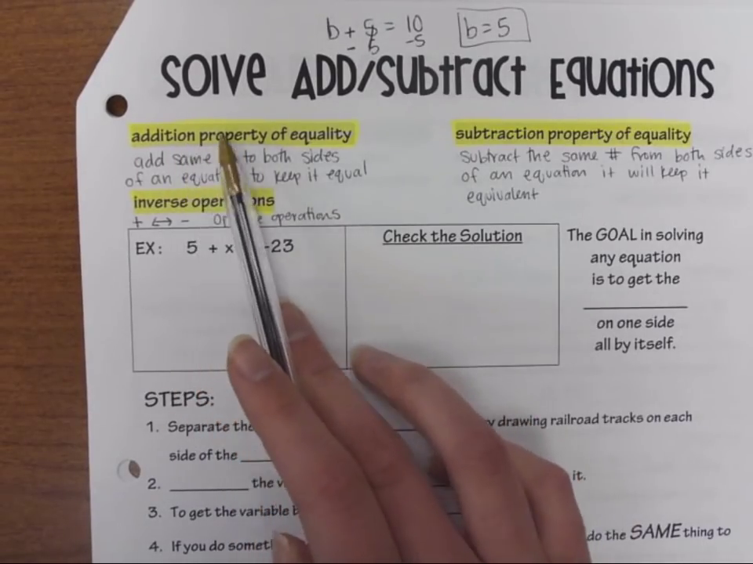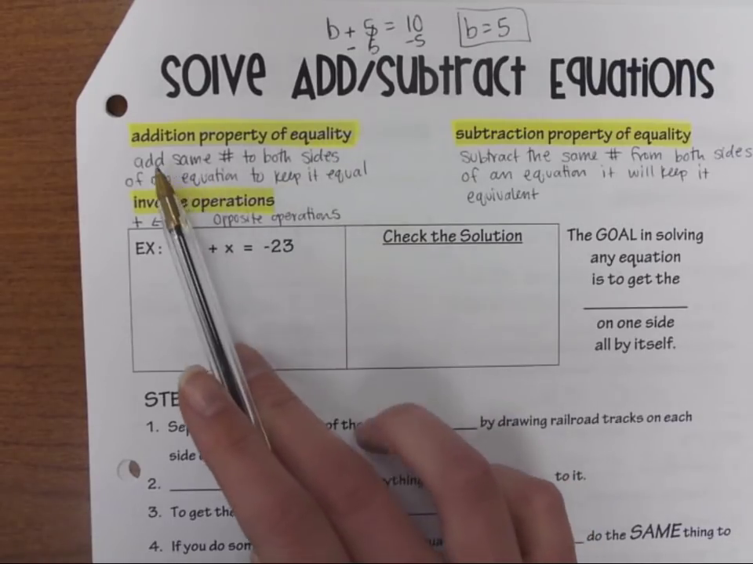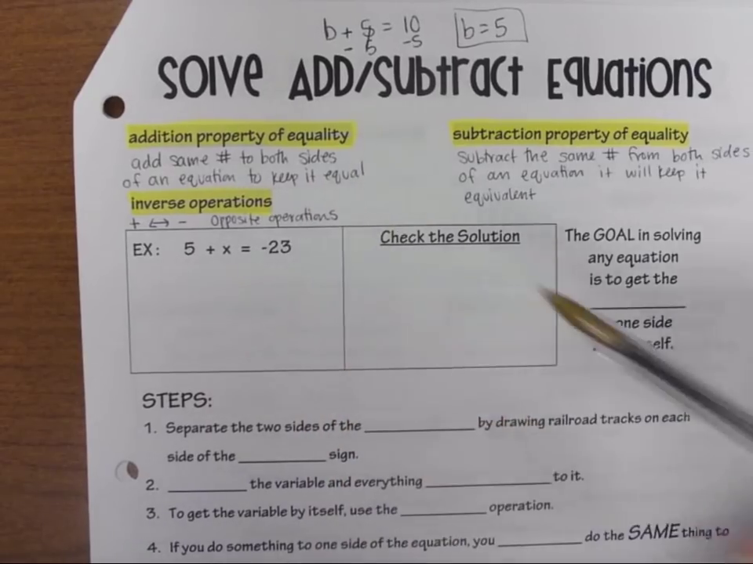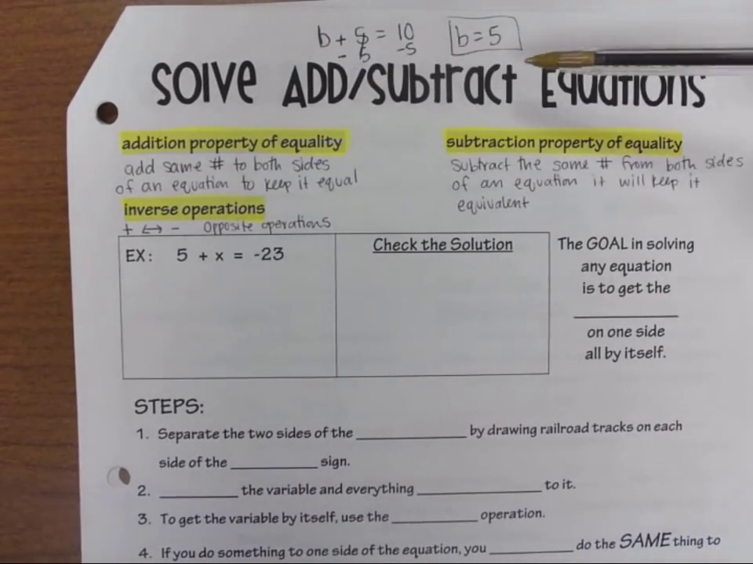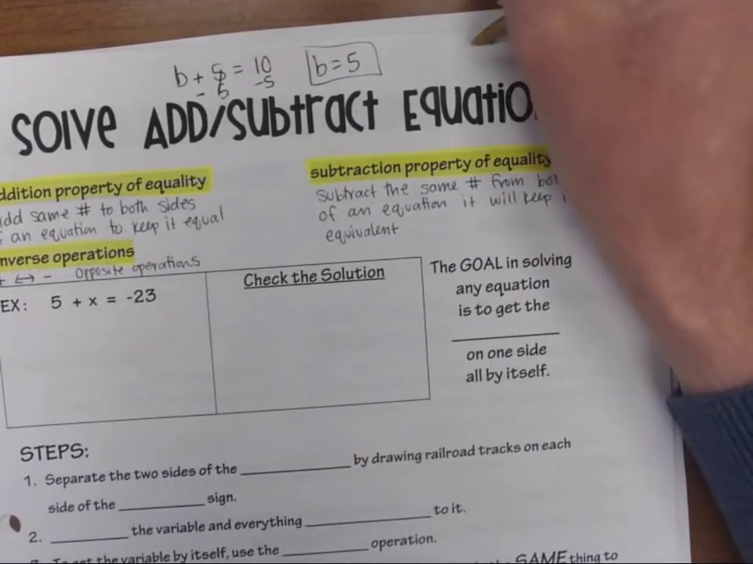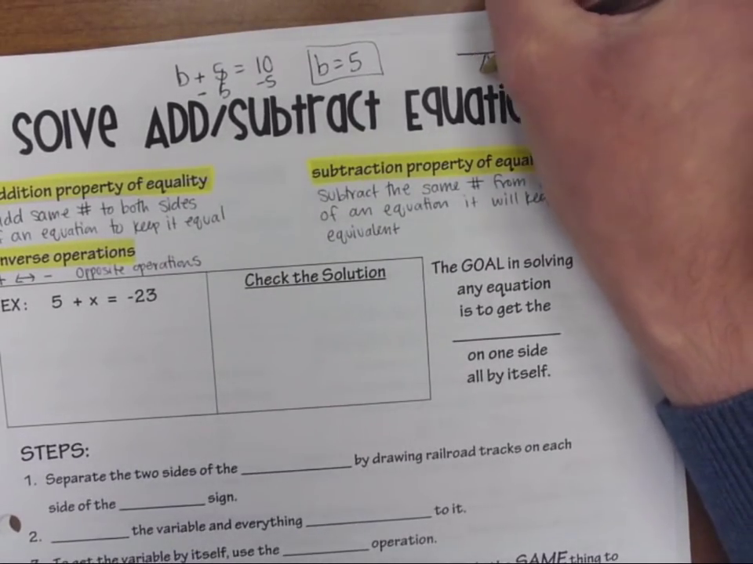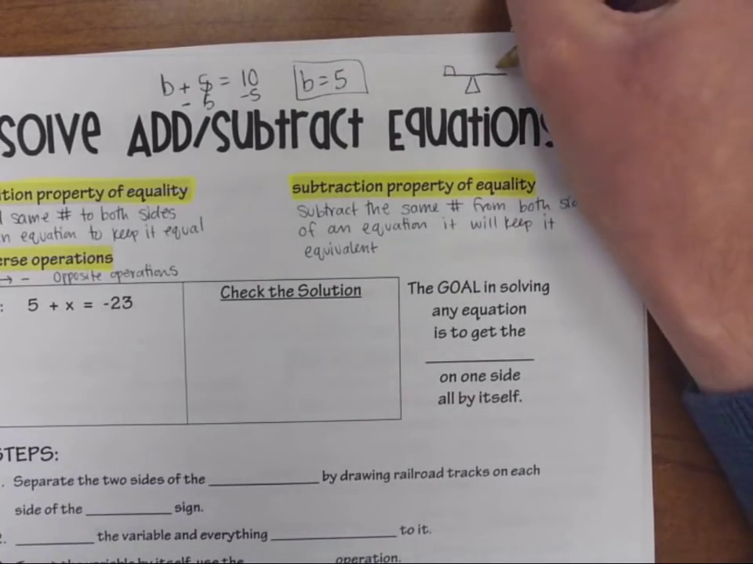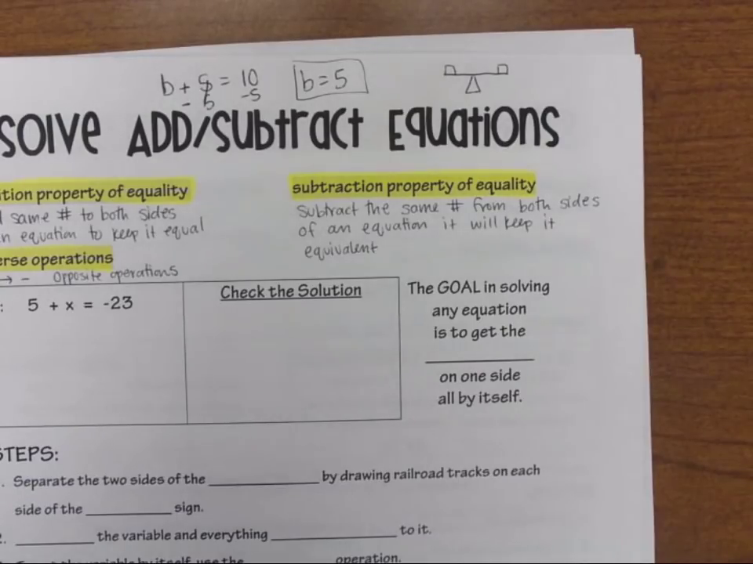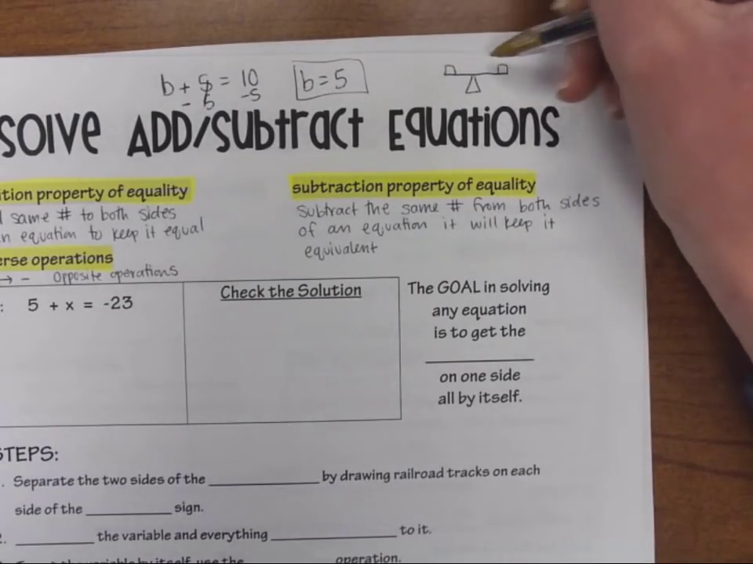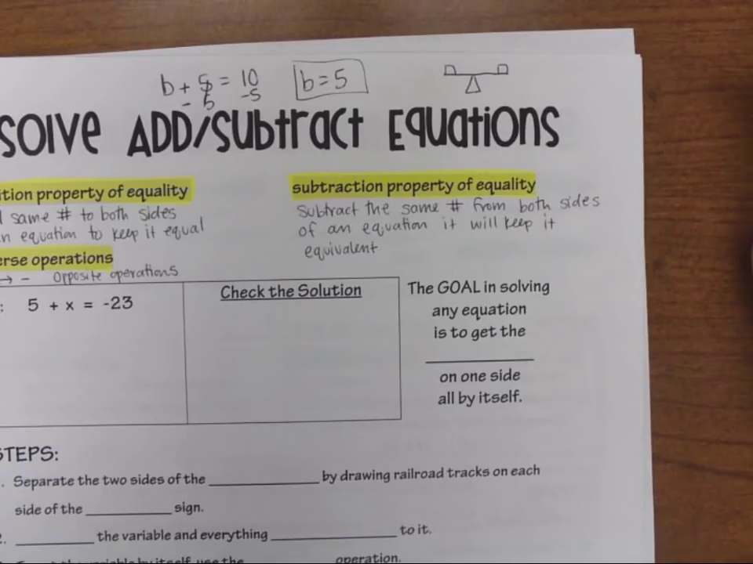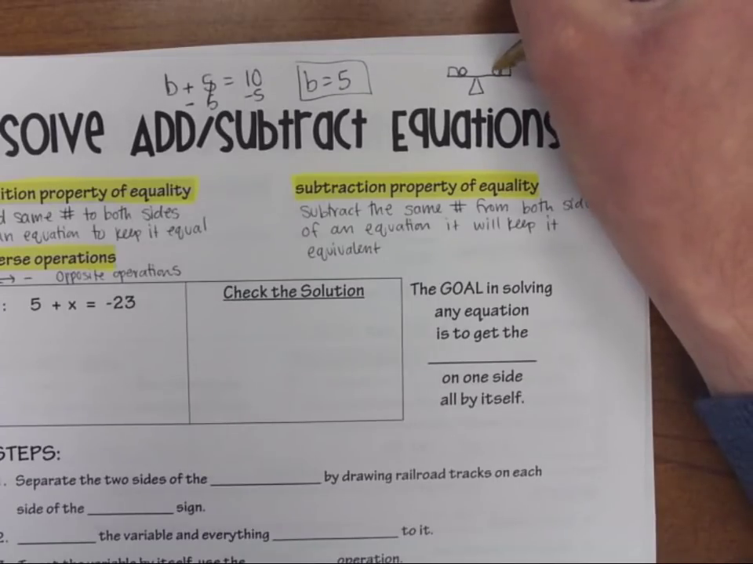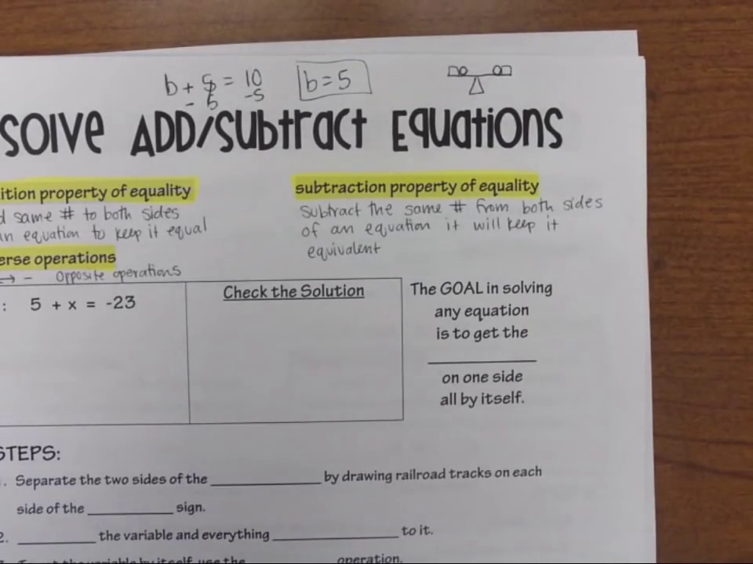The addition property of equality means that if I add the same number to both sides of an equation, it's going to keep it equal. Remember, equal means they're the same. I had a teacher once show me the idea of a scale here. It's got a balance. If I've got something over here and the same thing over here, the same box, same size, same weight, then my scale is going to be balanced. If I add something over here, it's going to fall to that side, but if I add something of equal size and weight over here, it's going to stay balanced.